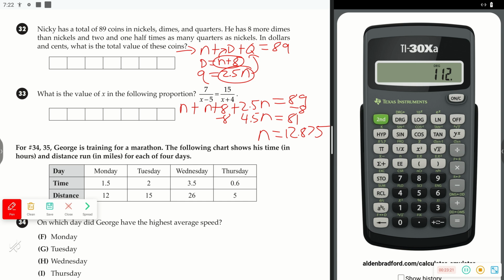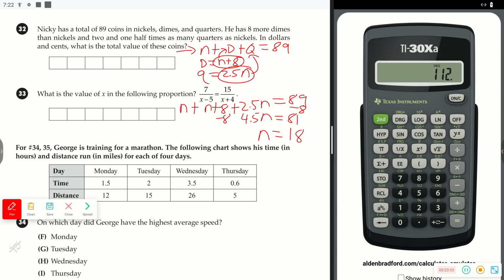Oh, I was looking at the answer for number 33. Sorry, this is not the right answer. I can't use my calculator, so it gets a little confusing. So to get the number of nickels, oh, 81 divided by 4.5 is just 18. Sorry, I was thinking way too much.